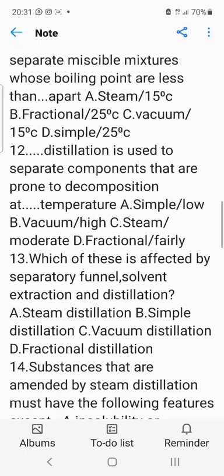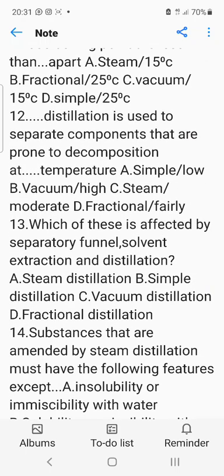Number 12, dash distillation is used to separate components that are prone to decomposition at dash temperature. The answer is vacuum distillation and high temperature. So the answer is B.